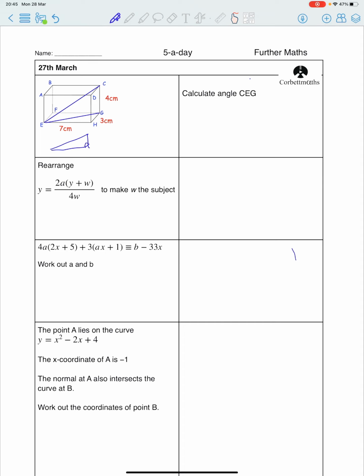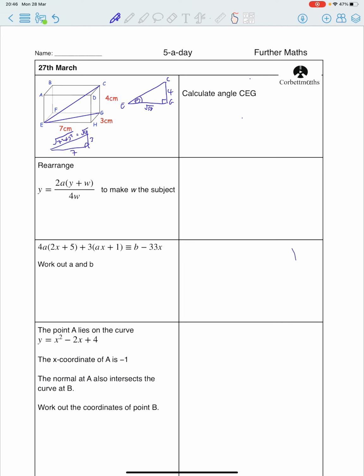So this is 7, this is 3. So this is, by Pythagoras' theorem, 7 squared plus 3 squared square rooted, which is equal to the square root of 58. Okay, and then I've got this triangle CEG, which I'm going to put here, just roughly. So that's E, that's C, that's G, that's the square root of 58, 4. Okay, and then they're asking us to work out CEG, which is this angle here.